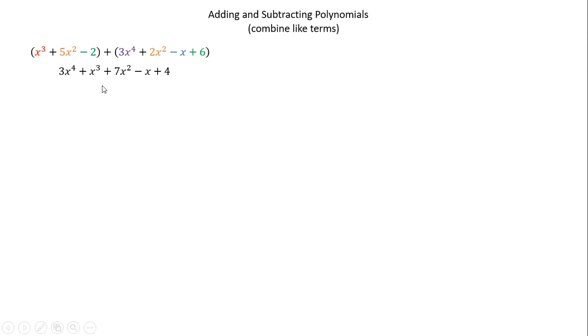It's actually easier to add when you put it in standard form because you can look for how many x to the 4ths do I have? How many x cubes do I have? And just straight down the line.